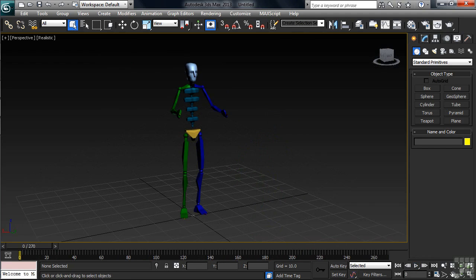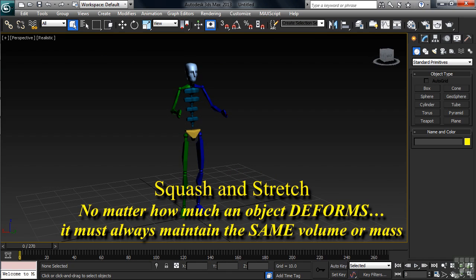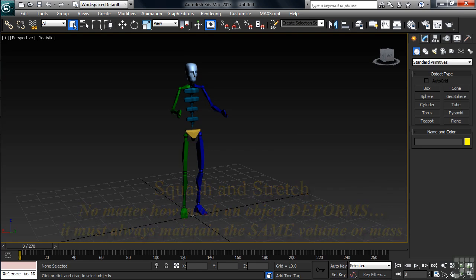There's also the principle of squash and stretch. It's defined as saying that no matter how much an object deforms, it must always maintain the same apparent volume, or mass. It stays the same amount, in other words. The principle of squash and stretch is used in animation to illustrate just how dense or rigid an object is.